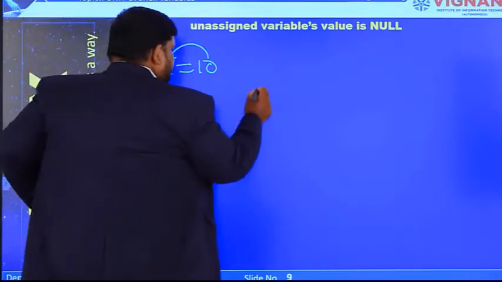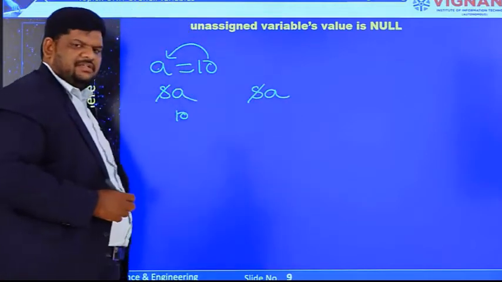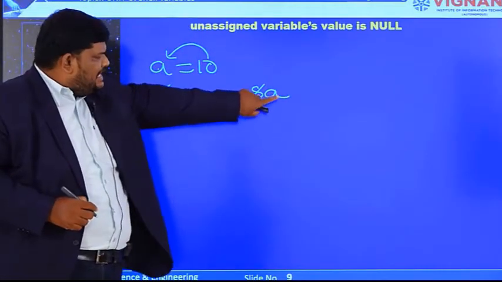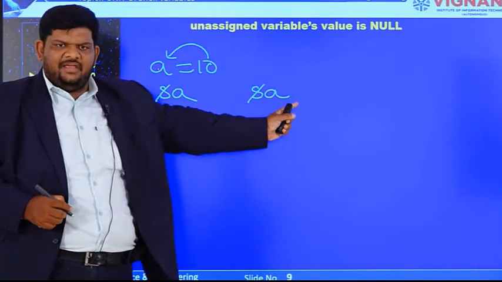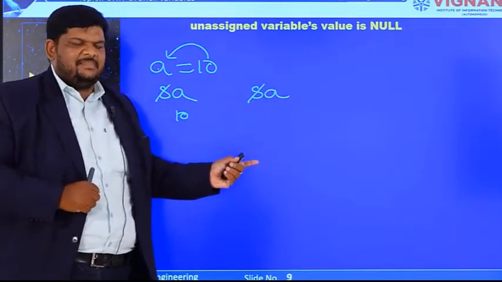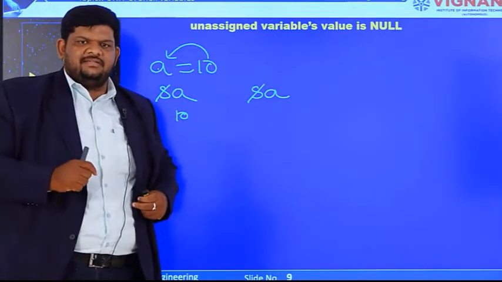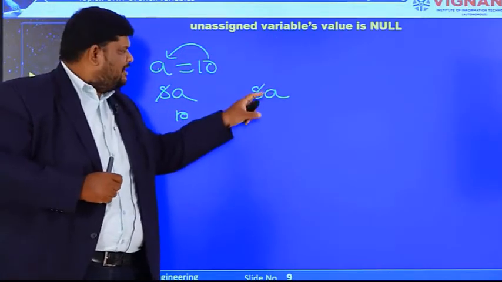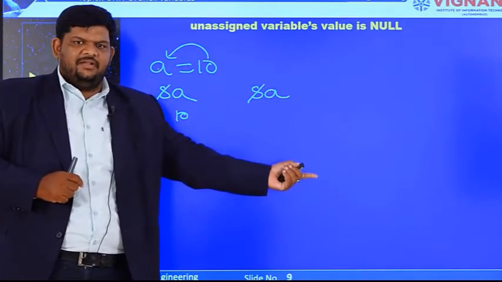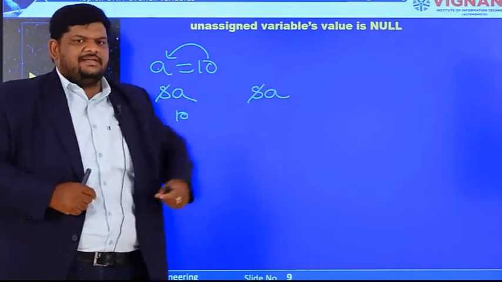Now our question is, if I try to write like this, that means we are not assigning any value to that variable a. Now if you try to access that variable, what is the answer? The answer is null. Why null came is we are not at all assigning any value to that variable. If you try to access such types of variables, ultimately the answer is null.